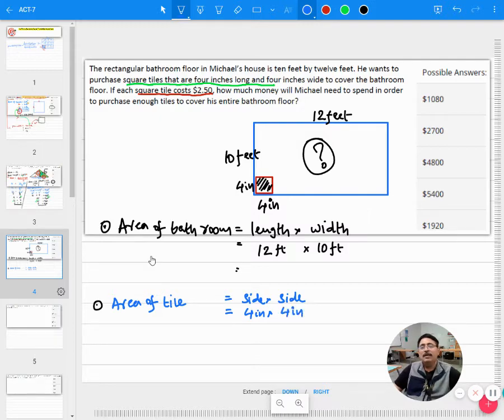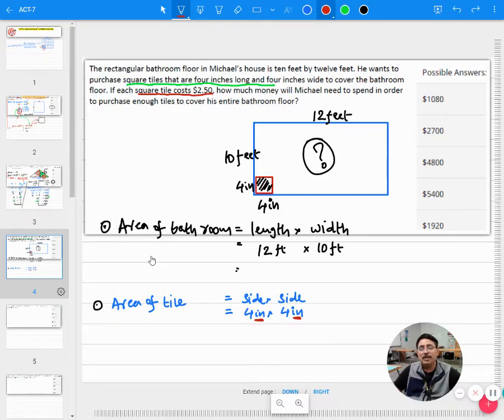Please notice that here the units are inches and here the units are feet. They are not the same. When you are computing, you have to make sure that both units are the same. You know, 1 foot equals 12 inches. So 2 feet is 2 times 12, 24. 3 feet, 3 times 12, and so on.